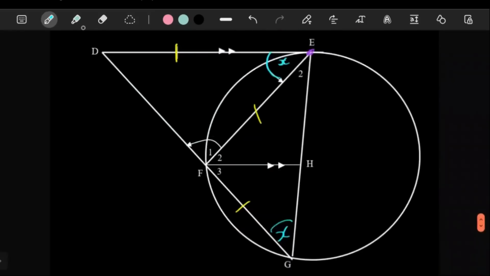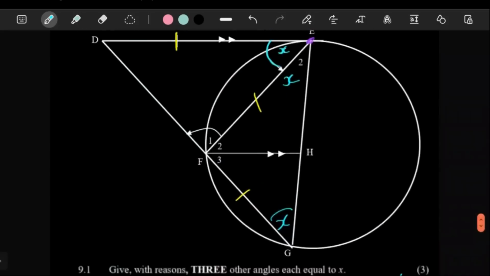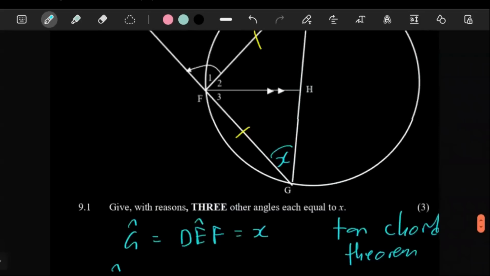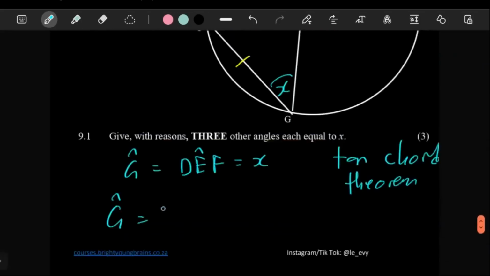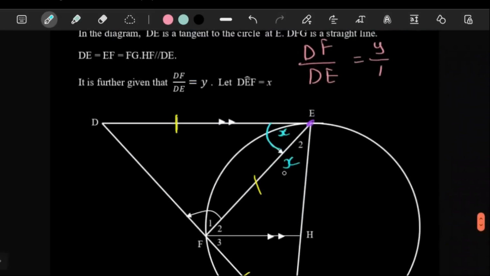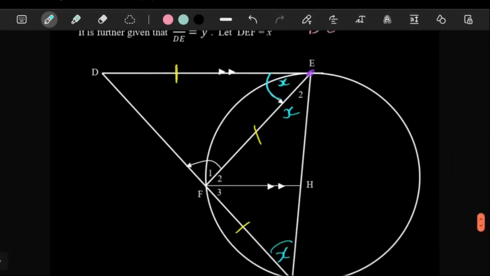Okay, so the idea is once you find something equal to x, you trace it. So here, this x is going to be equal to this x because they are angles opposite equal sides. So here, angle G is equal to FE2. The reason is angles opposite equal sides. Great. Now you can even look for an angle equal to this one, but if you don't find it, I guess it shouldn't be too bad.